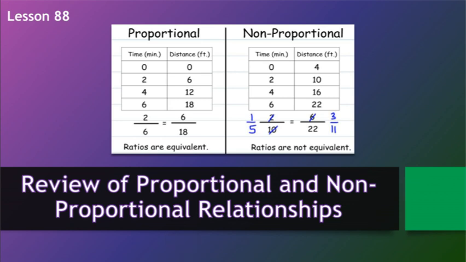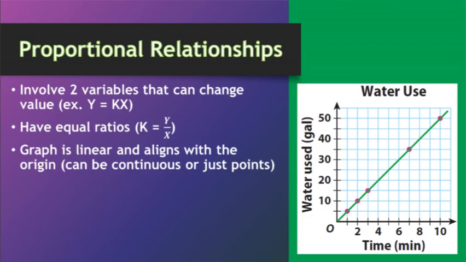Lesson 88, Review of Proportional and Non-Proportional Relationships. First off, let's look at what proportional relationships look like. They involve two variables that can change value. So an example is y equals kx, which is direct variation.